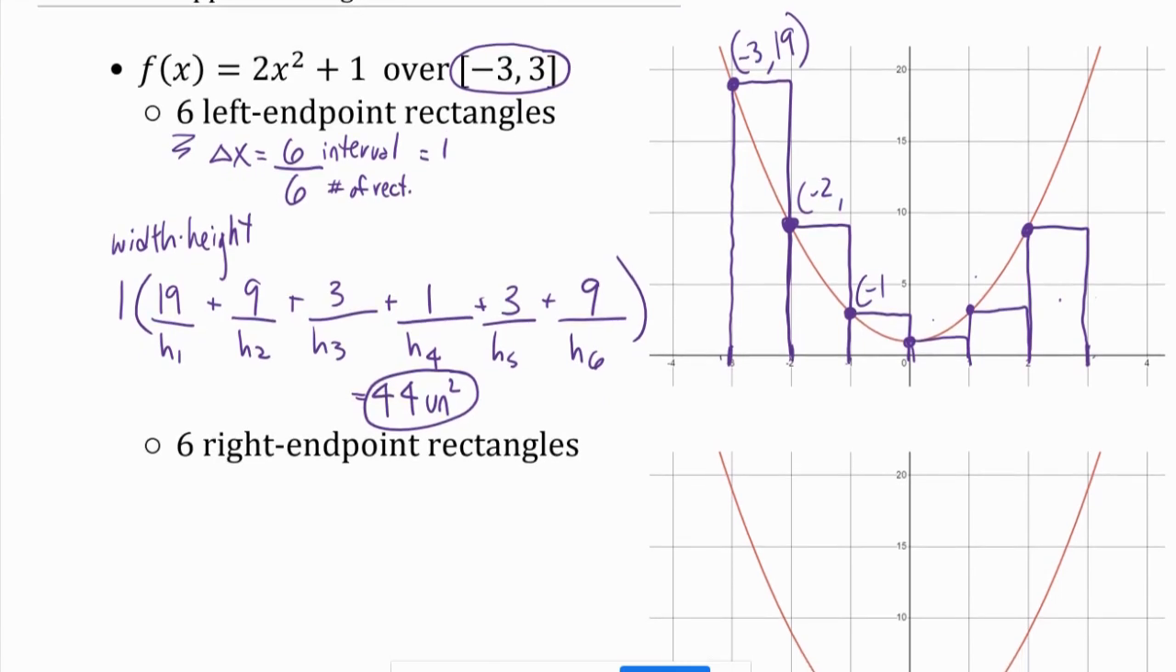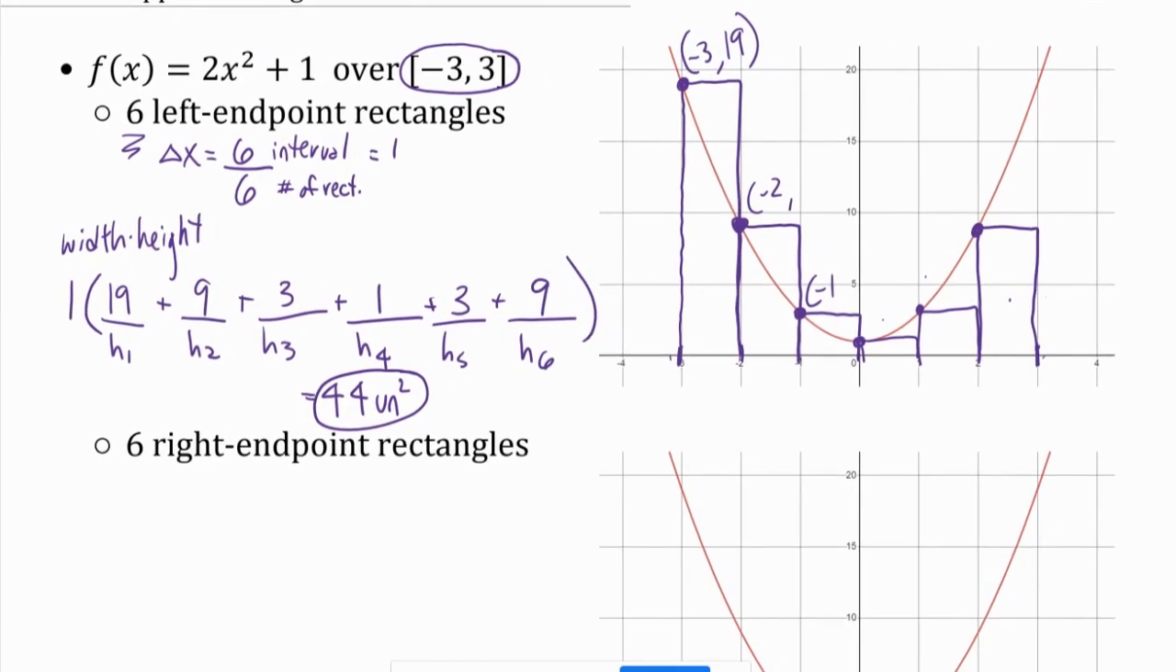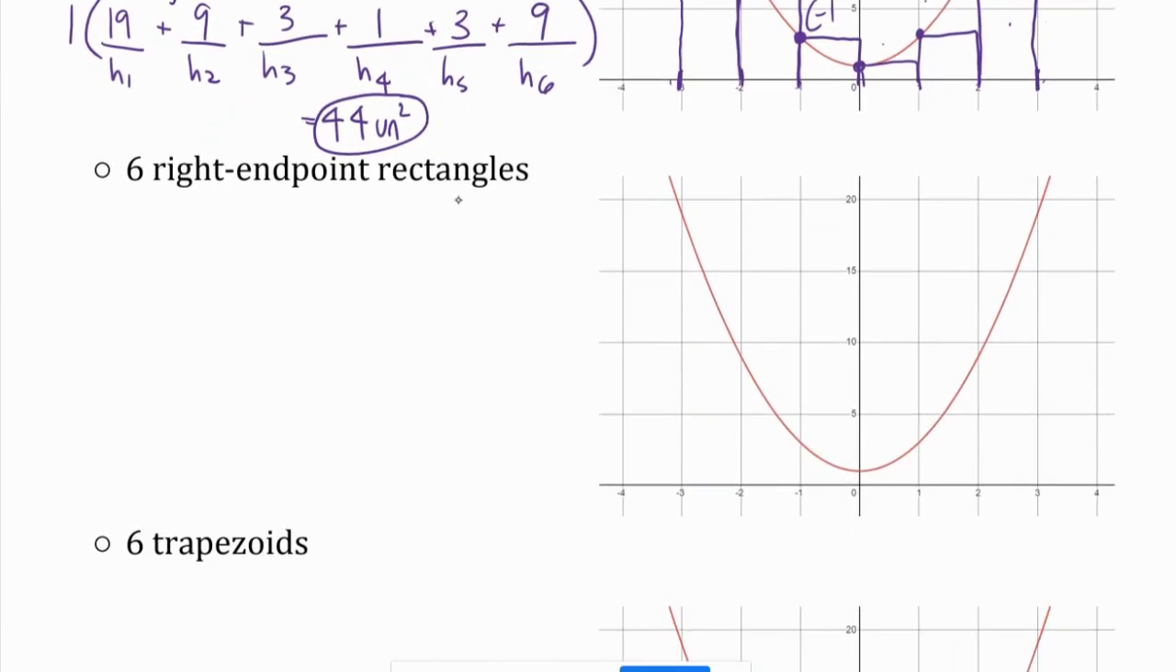Okay, so let's do right endpoint rectangles. So right endpoint rectangles, I'm still going from -3 to 3. I still have 6 of them, so the widths are still 1. But now I'm not going to start on the left side. I'm going to start on the right side. So I start at 3, and I go up, create my rectangle. Go to 2, go up, create my rectangle.